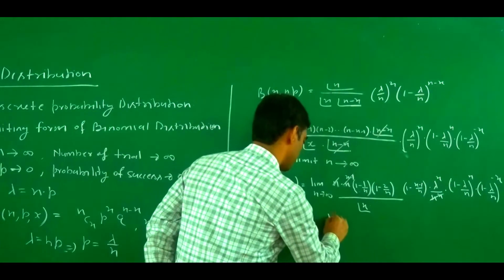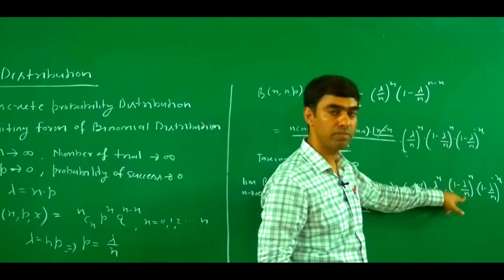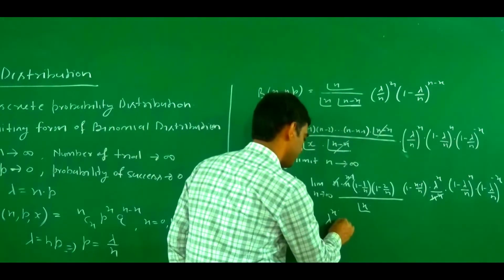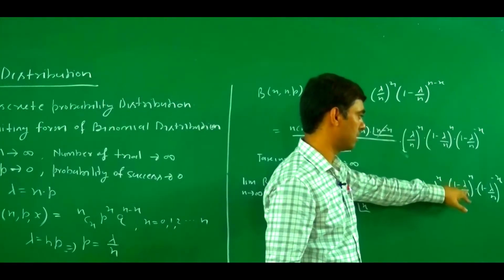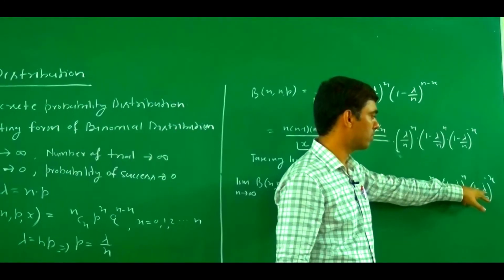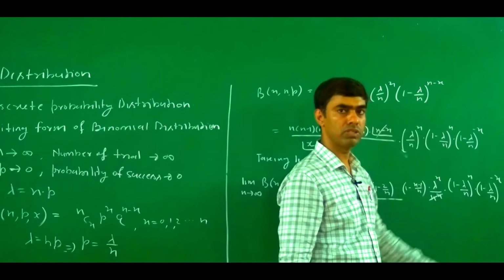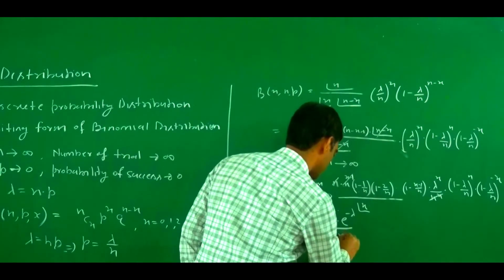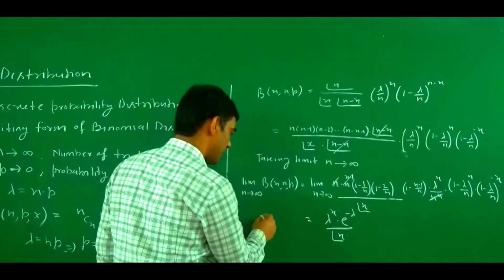The value becomes lambda to power x, and limit n tends to infinity of (1 minus lambda by n) to power n becomes e to power minus lambda. And what is the value for this one, 1 minus lambda by n? Lambda by n becomes 0, so 1 to power this one becomes 1, divided by factorial x.